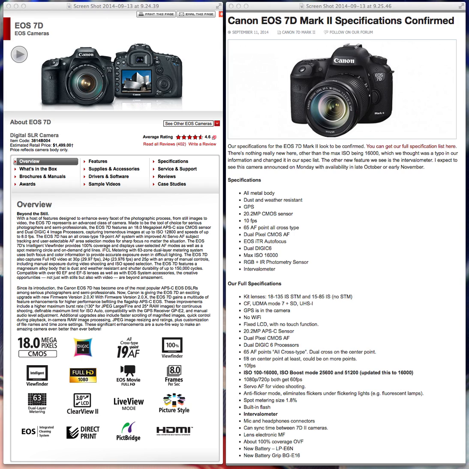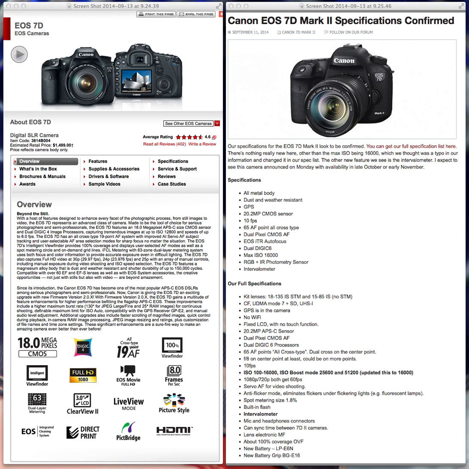So overall, one of the features I want to talk about is the 7D Mark II has an all metal body, dust and weather resistant, and GPS is built in. That is a big improvement. The GPS is built in. This is something that I wish they would do with the 1DX and the 1DC and the 5D Mark III, have built-in GPS. That is a big improvement. That is something that photographers have been wanting for some time. So I'm very impressed with that.